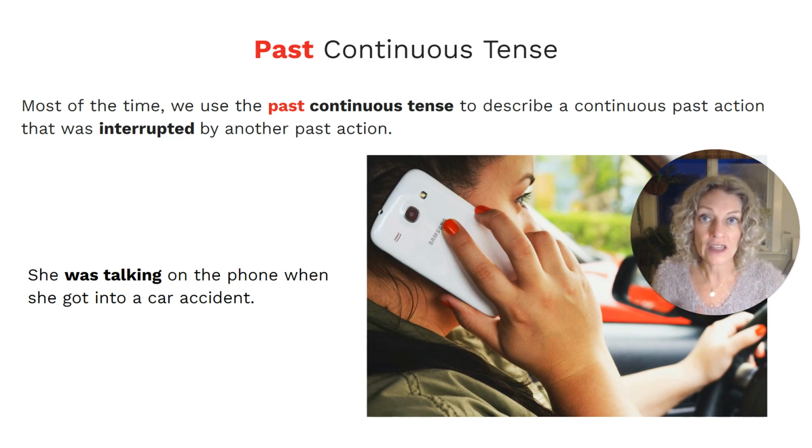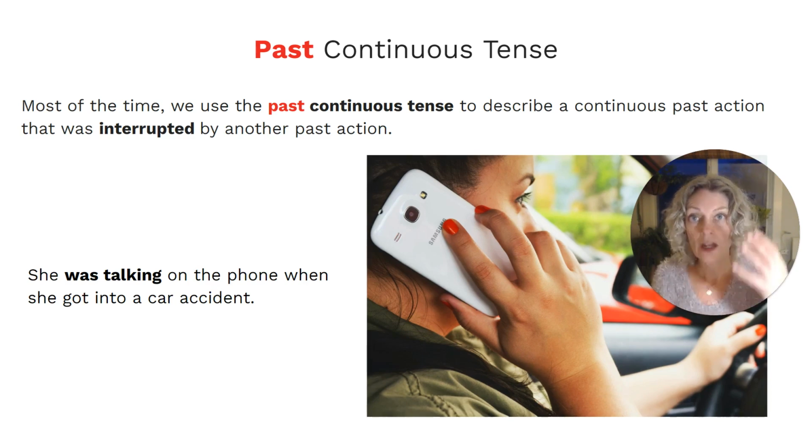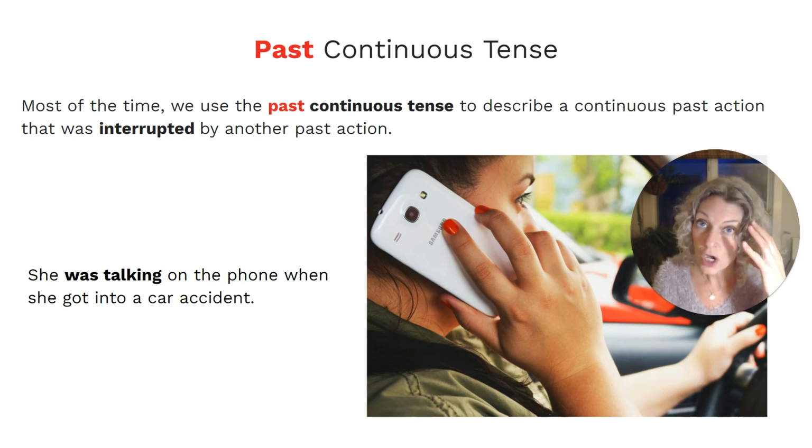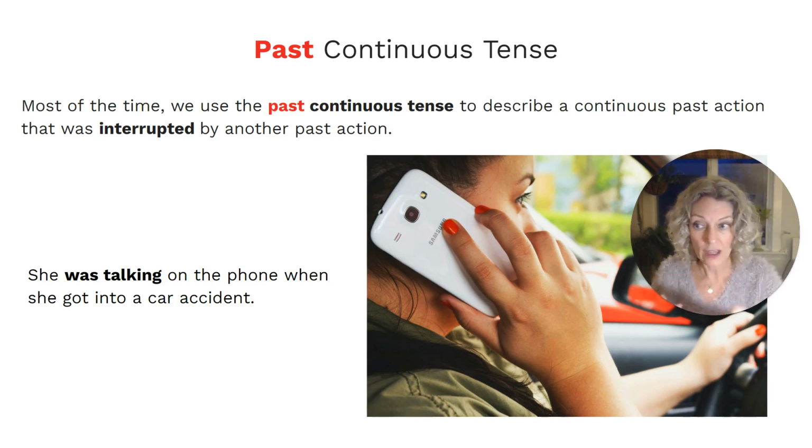So you can imagine the continuous action in the past. She was talking, talking, talking, driving, driving, driving, when suddenly a car crashed into her. She got into a car accident. So all of this happened in the past, but you had a continuous action that was interrupted by another past action. So that's the most common use of the past continuous tense. It does get used in other ways, but that's the way it's most useful.